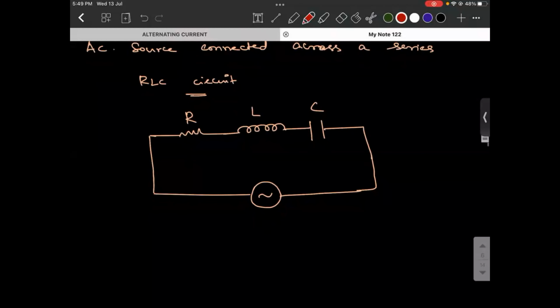Right. Can you guys try this also? I'll give you 2 minutes time. Try it out. So it's a combination of RC and RL put together. Is that clear?